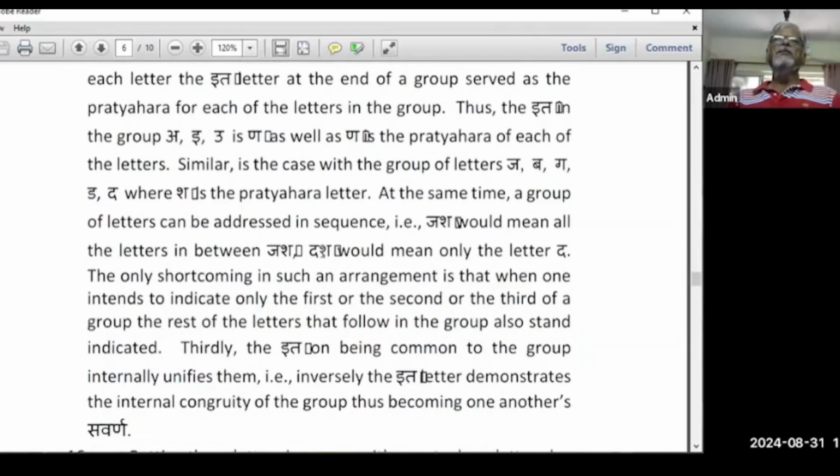The only shortcoming in such an arrangement is that when one intends to indicate only the first or the second or the third letter of a group, the rest of the letters that follow in the group also stand indicated. Thirdly, the it on being common to the group internally unifies them. That is, inversely, the it letter demonstrates the internal congruity of the group, thus becoming one another's savarna.